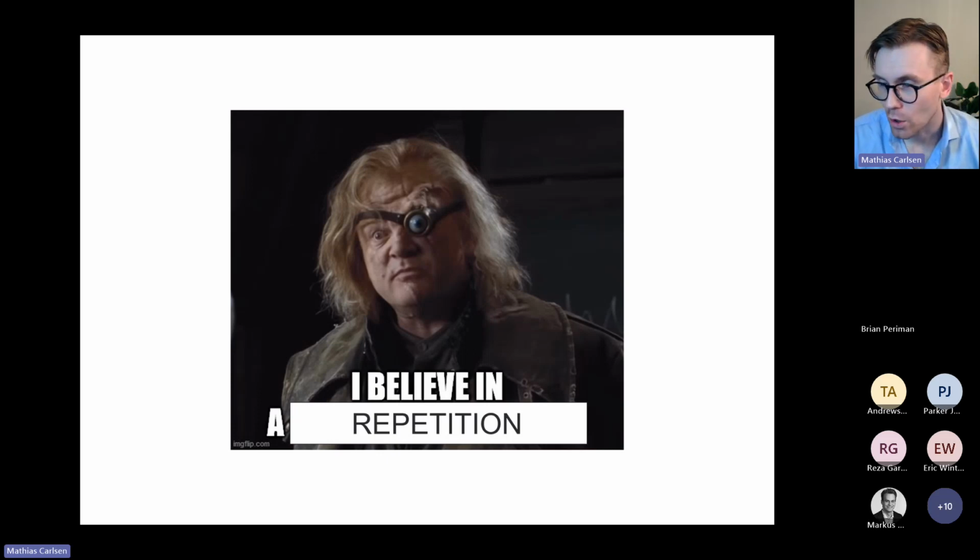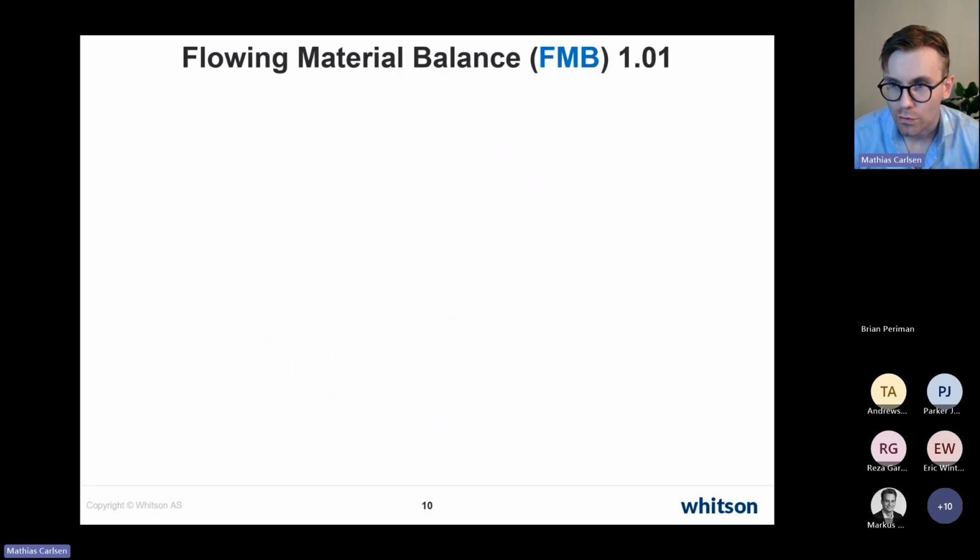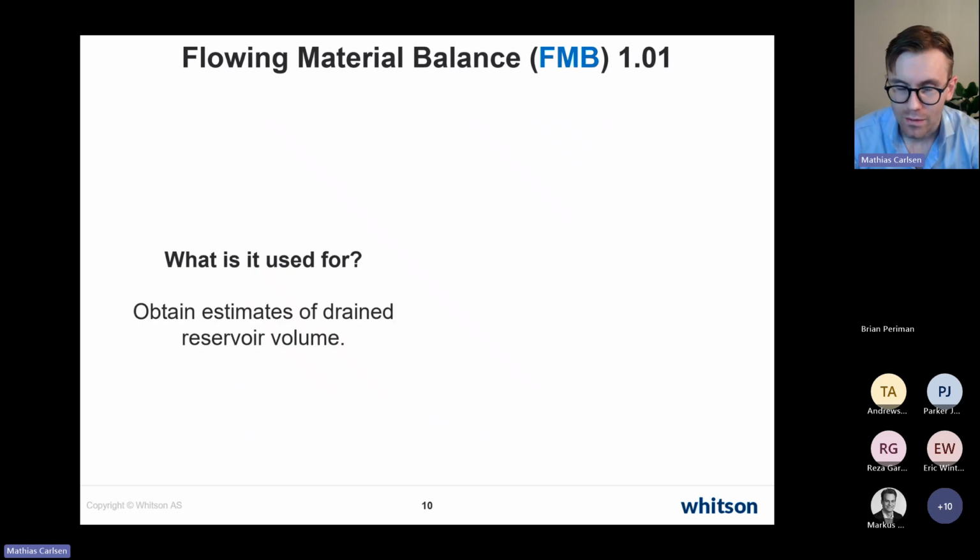So the first thing that we're going to go through is the basics of the flow material balance. Very important, and different from RTA exercises, is that flow material balance is only used for one thing. That one thing is to estimate the contacted pore volume, or basically what we're able to drain from one well. So the only data that goes into the exercise is data from one well. We'll see how it works with multiple wells, but for starters, one well.